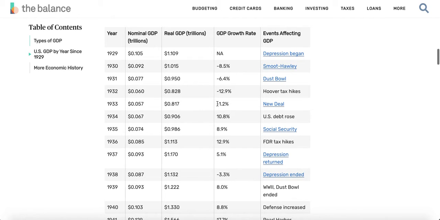As soon as the New Deal was implemented, with investment credit creation being a part of it, 10.8% growth, phenomenal, starting off. 1934, 8.9% growth, let's put it at 9% growth. They label this as events affecting GDP.